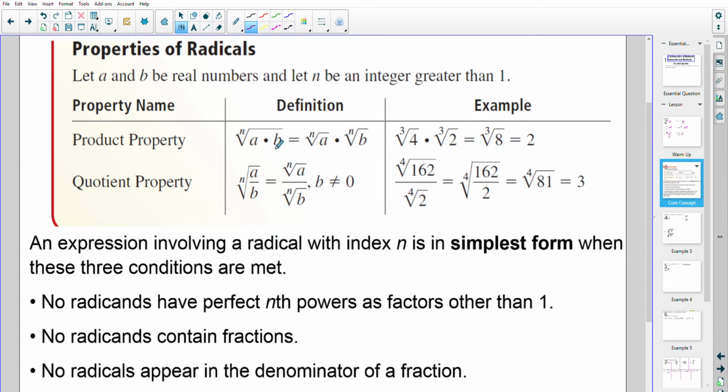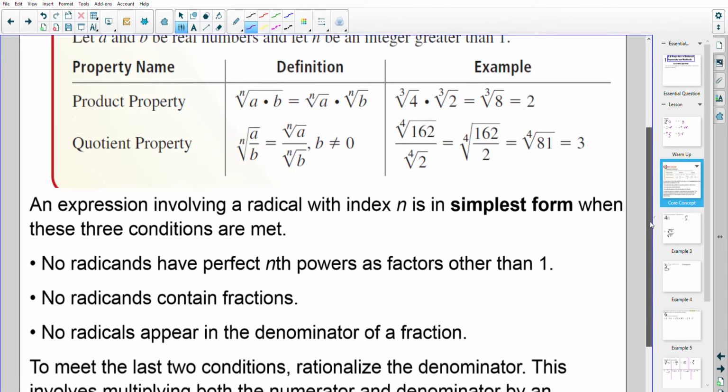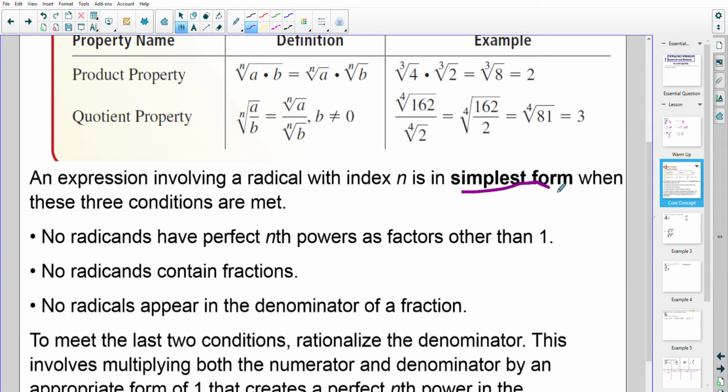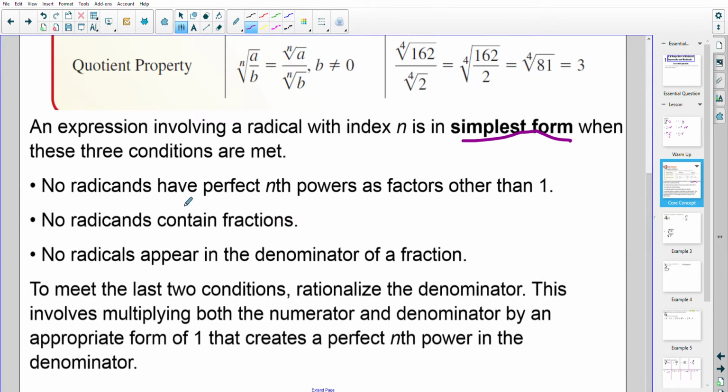It's basically just saying if it has the same exact radical, then you multiply the numbers on the inside, the radicands. And it's the same idea with quotients, that if you have the same radicals, then you can divide those numbers as seen to the right. The other idea is to simplify. What is the simplest form of a certain radical? And there are 3 conditions.